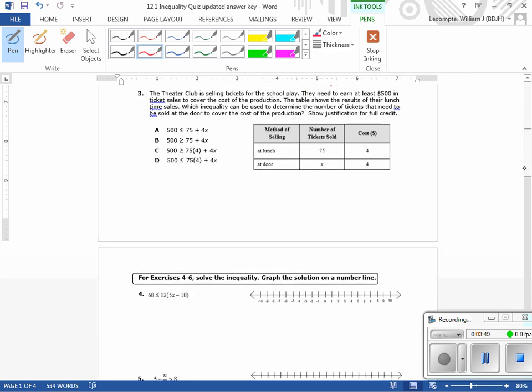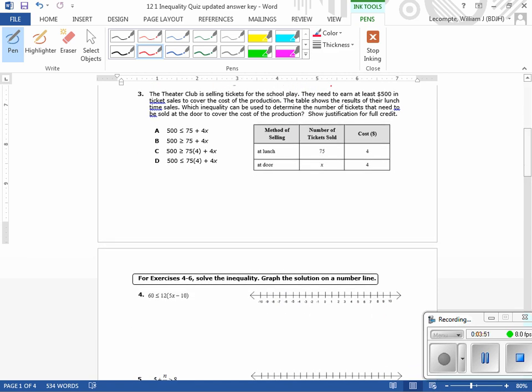Number 3, it says the theater club is selling tickets for the school play. They need to earn at least $500 in ticket sales to cover the cost of the production. The table shows the results of their lunchtime sales. Right, if you look at the answers, some of them say less than, some say greater than. Depends on which way you read it from.